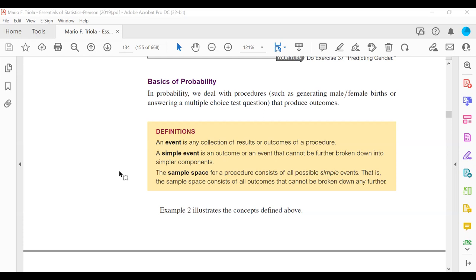And then the sample space for a procedure consists of all possible simple events. So that's just the list of all of the events that can occur. So you have an event, a simple event, and a sample space. Let's demonstrate the sample space, all of the different possibilities that can occur when you roll a pair of dice.